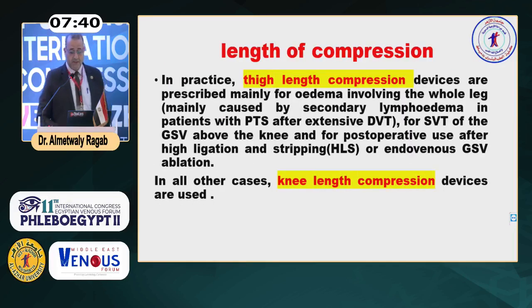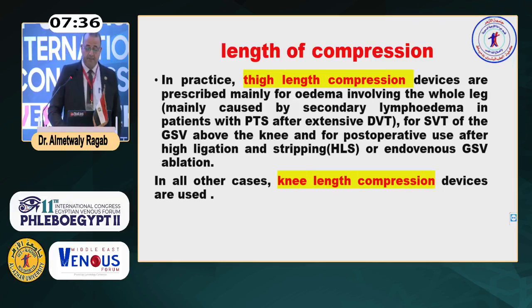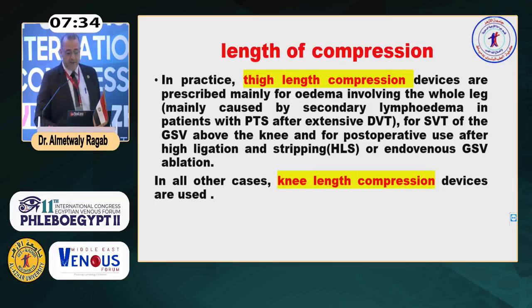So what is the length for compression? In practice, thigh length compression devices are prescribed mainly for edema involving the whole leg, mainly caused by secondary lymphedema, in patients with post-thrombotic syndrome after extensive DVT, for superficial vein thrombosis of the great saphenous vein above the knee, and for post-operative use after high ligation and stripping or endovenous great saphenous vein ablation. In all other cases, knee length compression devices are used.